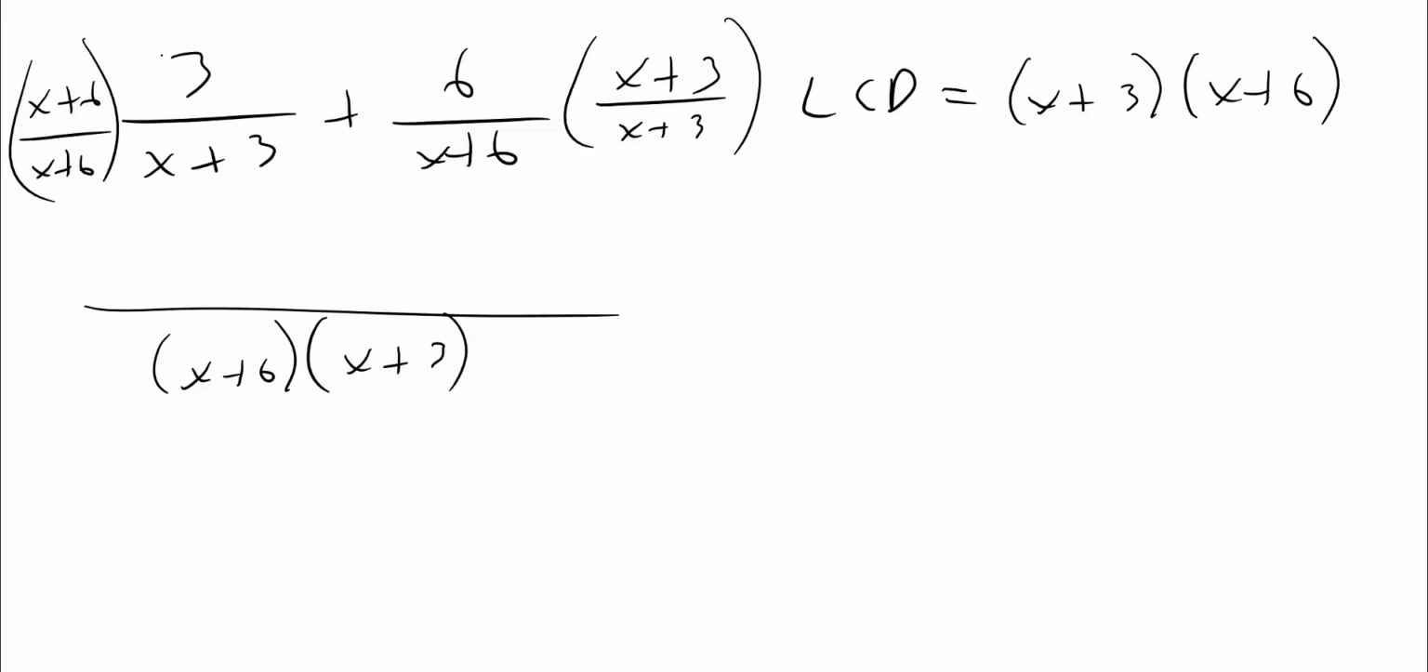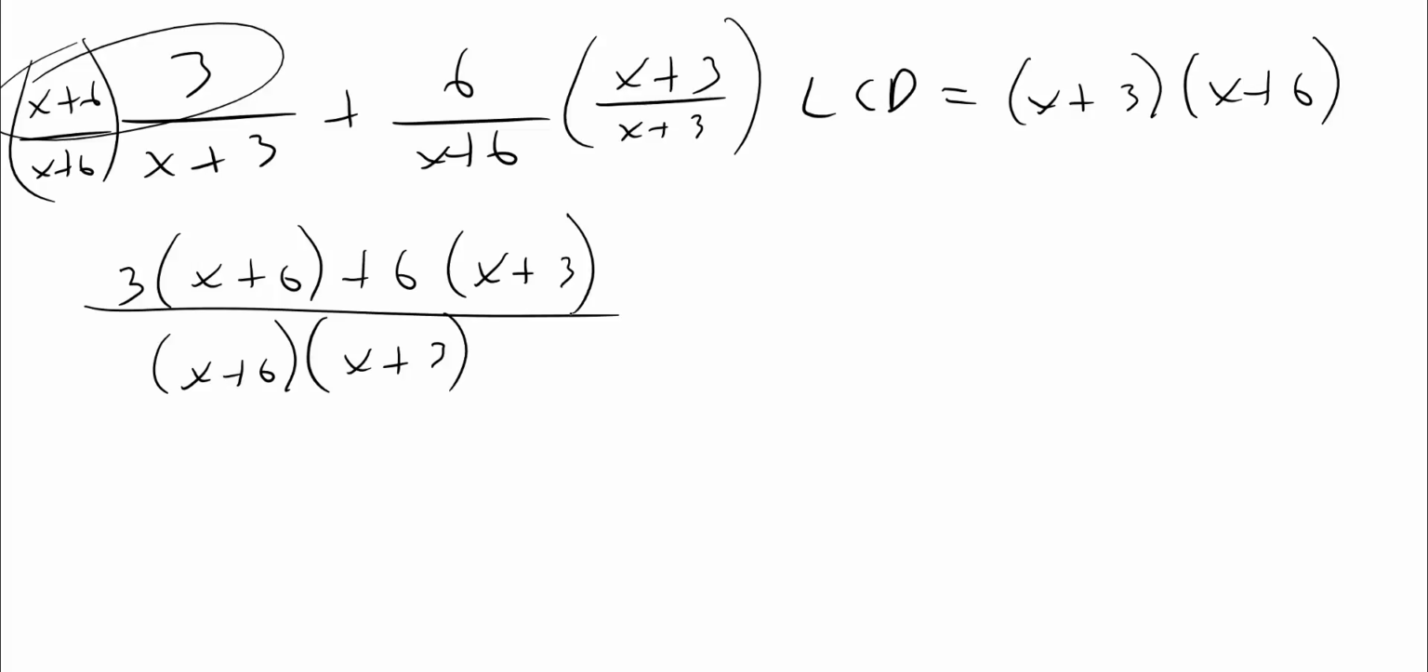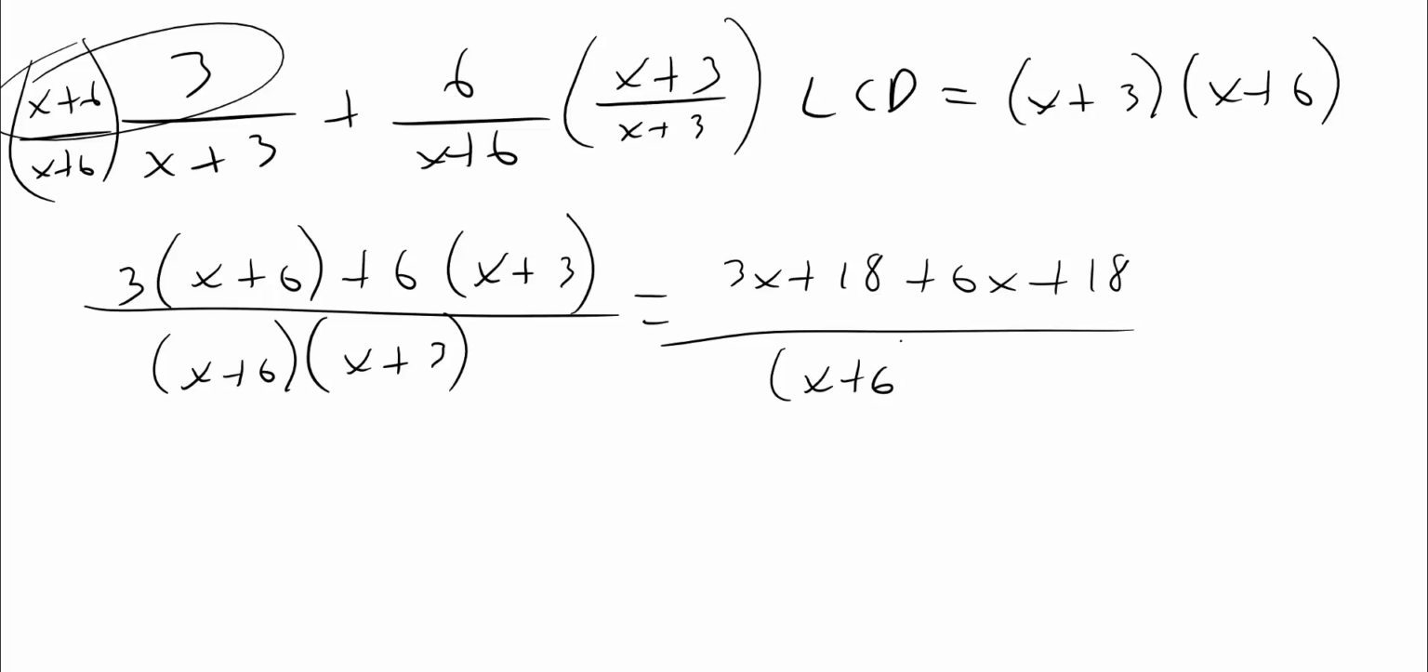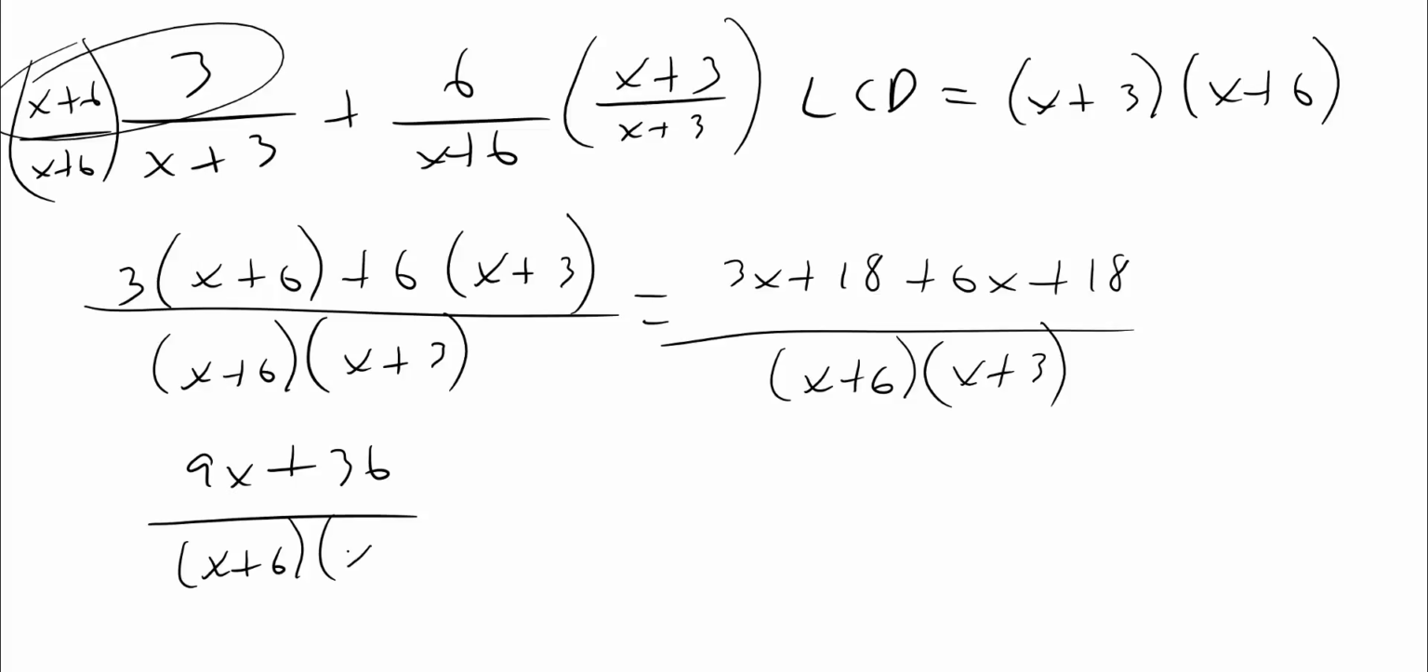So now write it on the top. It makes it easy when you just write this as 3 times x plus 6, and then plus 6 times x plus 3. Write it out like that, and then distribute the top. So you get 3x plus 18 plus 6x plus 18 over x plus 6, x plus 3. So add the top, so we get 9x plus 36, over x plus 6, x plus 3.